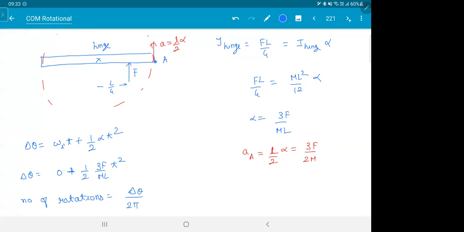So be careful with that. What you got is the angle rotated. You want the number of rotations, so you have to divide by 2 pi. So this would be 3F t square by 2mL, times 1 by 2 pi. Check it out. That's your answer. Ask me if you're confused anywhere. Look at each and every step. Any doubt, please ask me.